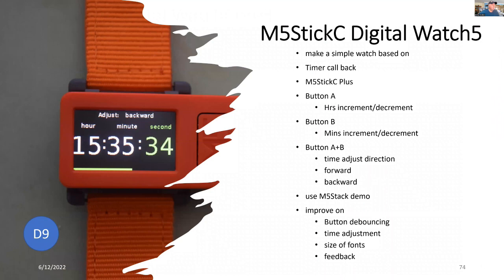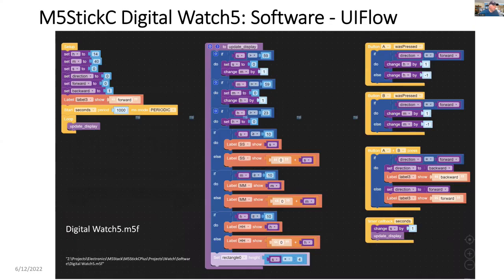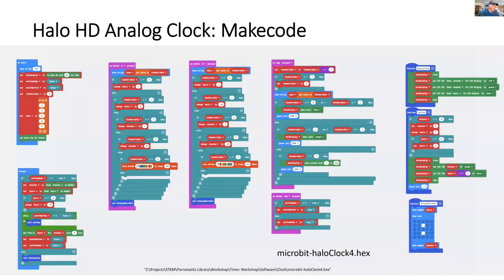And you can do something similar with the M5 stick watch. So again, you've got full control over the time. And here's the program. So it's actually almost identical with the core program. And here's the program for our analog clock.